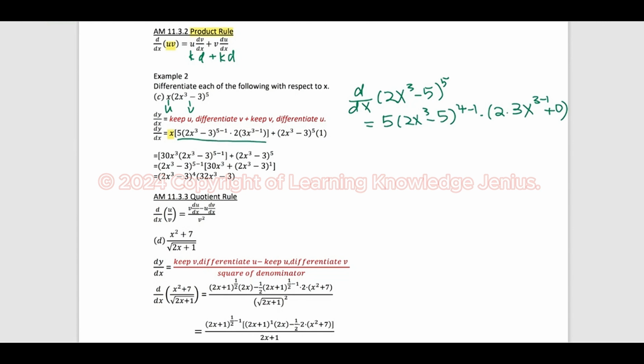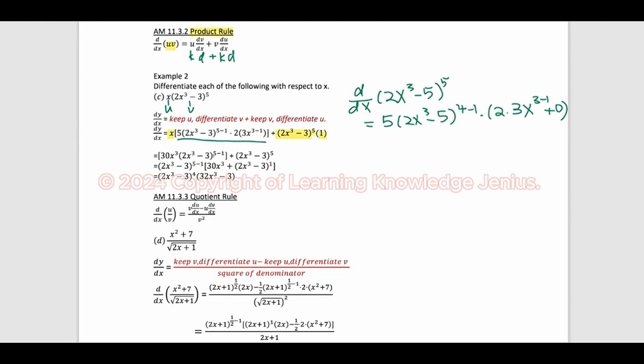So next, after I have already done keep, differentiate, I'm going to keep the second term, and then I differentiate the first term. Differentiation of x is equal to 1, so I just write 1 here. Can you see that? Okay, next, I will then simplify it.